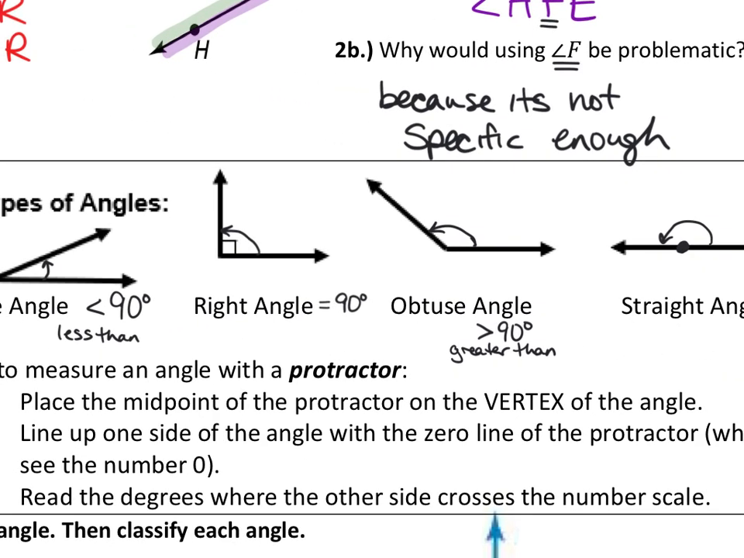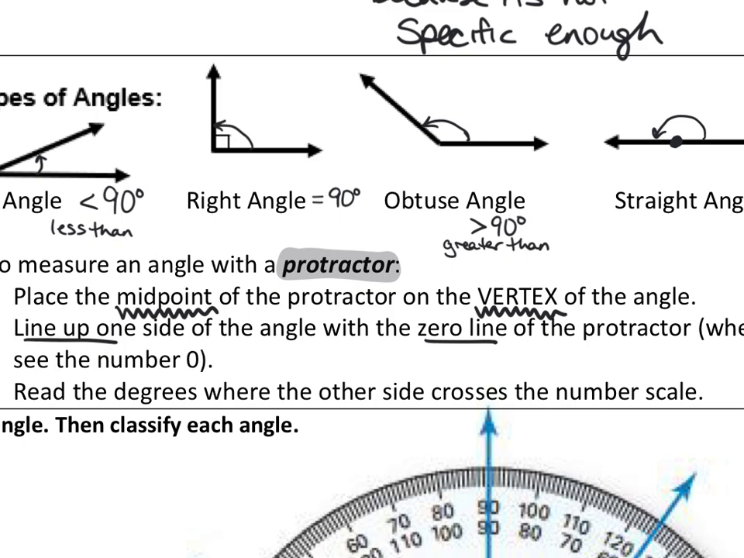Now, if I didn't tell you what they were and I asked you to measure it, you're going to measure them using a protractor. Now, I have physical protractors we will practice with later, but on your paper we have a fake one. What you will do to use a protractor is you will place the vertex or the midpoint of the protractor on the vertex of the angle. So there's going to be a little bitty hole in your protractor. You put that on the vertex. Then you line up one of the sides with the 0 line of the protractor and read the degrees where the other line crosses the number scale.